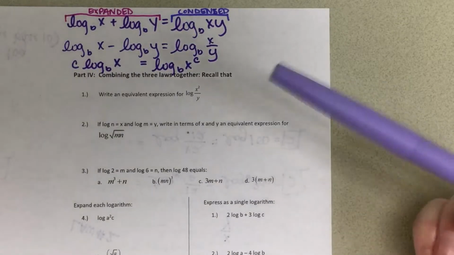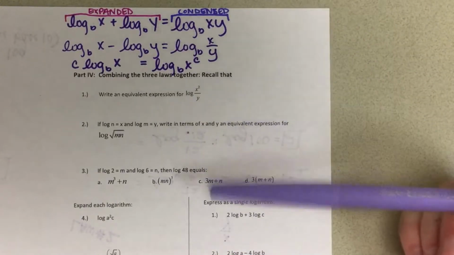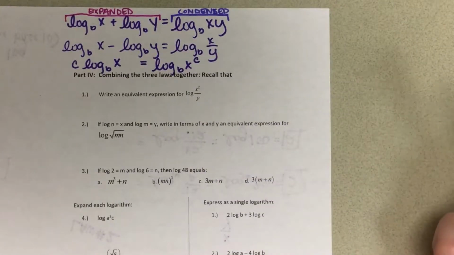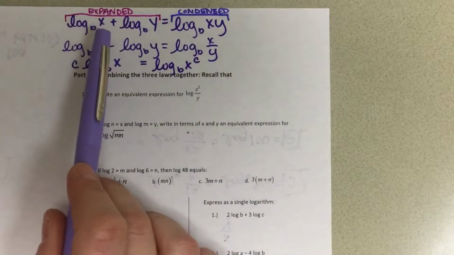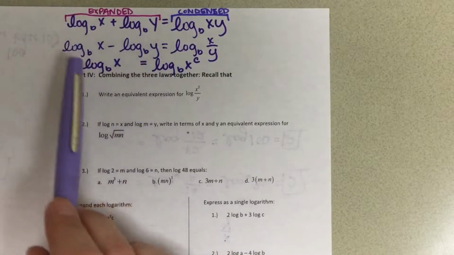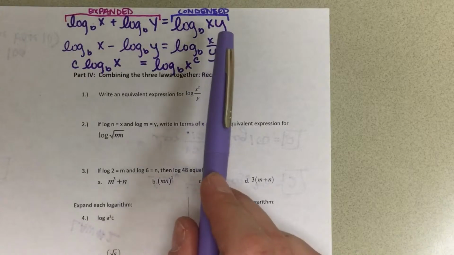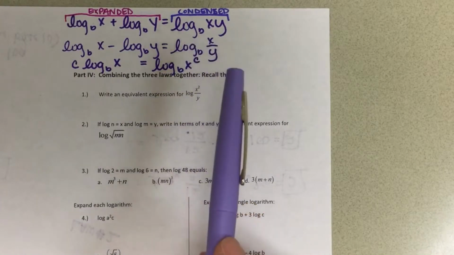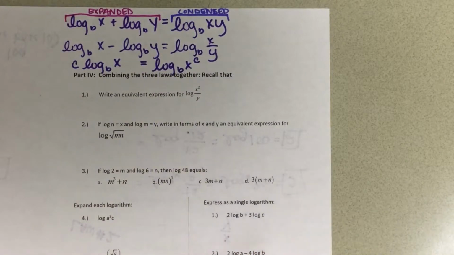Okay, so what we're going to work on next is what we would call expanding and condensing using the law of logs. So up at the top, I've written the three laws. On the left side, that's considered to be the expanded form. On the right side, it's considered to be condensed. Now notice when it's condensed to a single logarithm, you only see the word log one time. So when you're condensing, that should be what you're looking for.